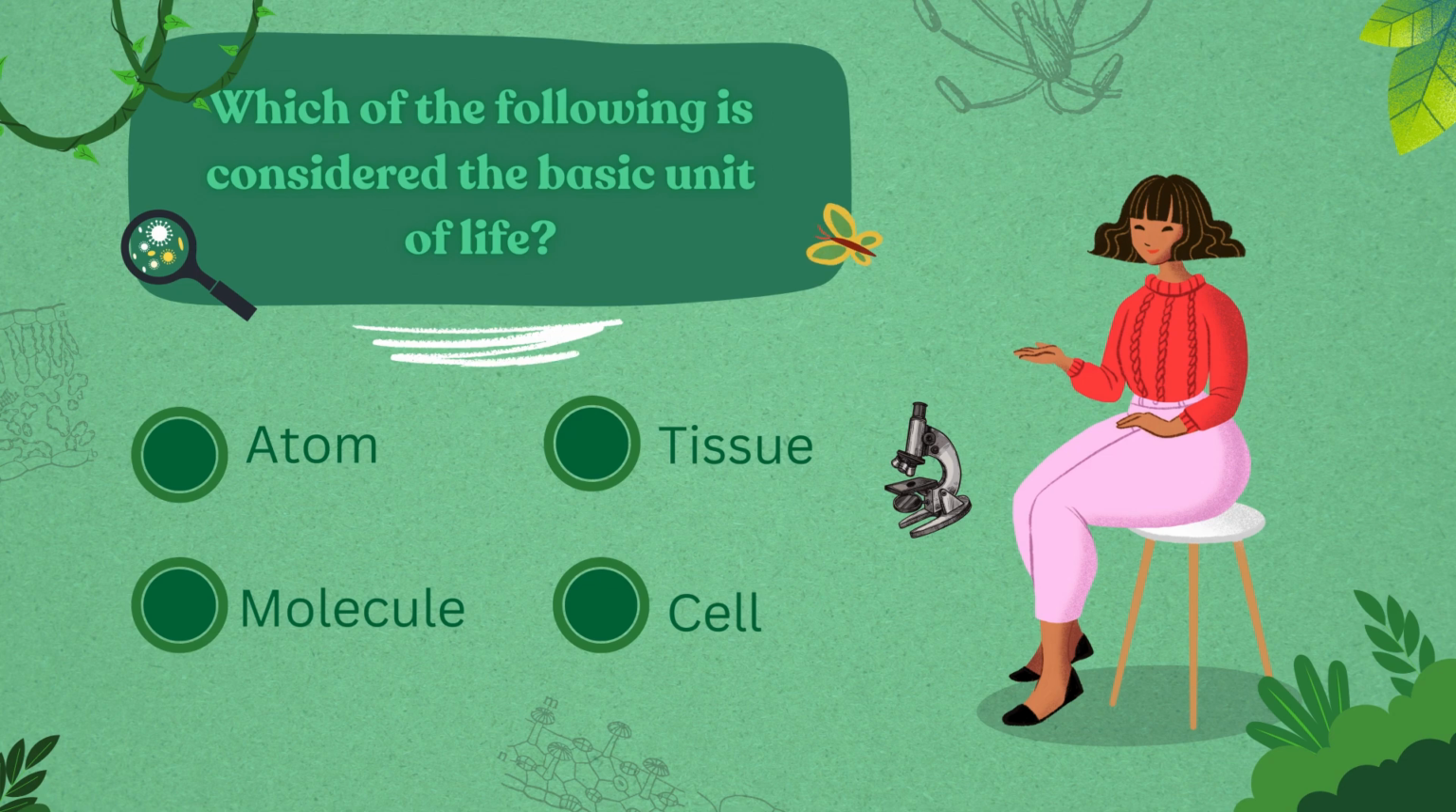Which of the following is considered the basic unit of life? Atom, molecule, tissue, cell. Answer: 4. Cell.